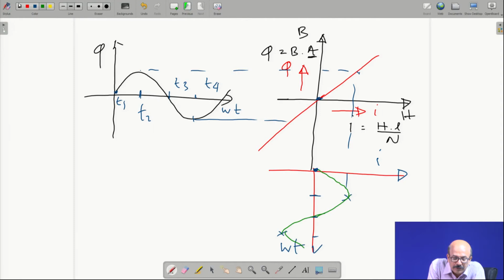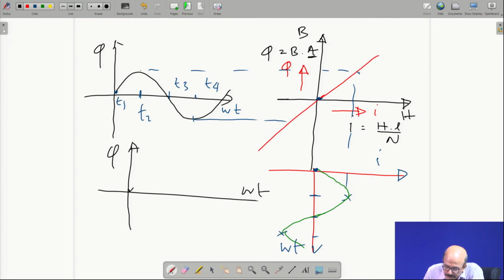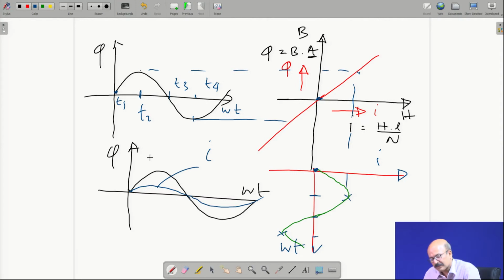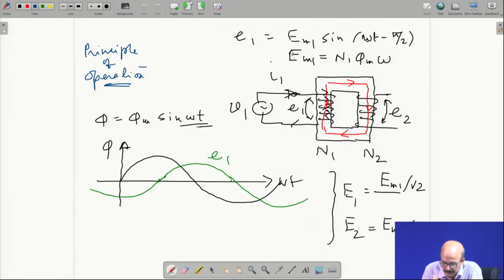So, we can just conclude from here that if flux is this, then the corresponding current required to produce this flux is this. So, this is your current and this is the flux, and they are in phase. If we go back to the previous page, flux is something like this, so the corresponding current will be in phase. You can check that this will be your I1, the current that will be flowing through this. Okay.